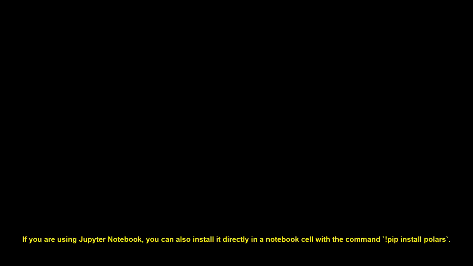If you are using Jupyter Notebook, you can also install it directly in a notebook cell with the command pip install polars. Once the installation is complete, open a new Python script or Jupyter Notebook. Import the Polars library by adding import polars as pl at the beginning of your script.